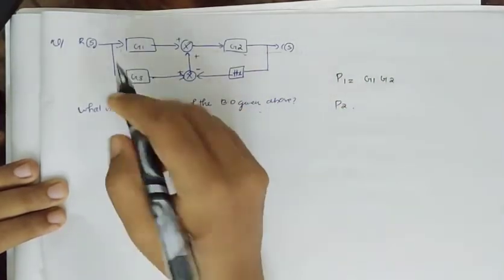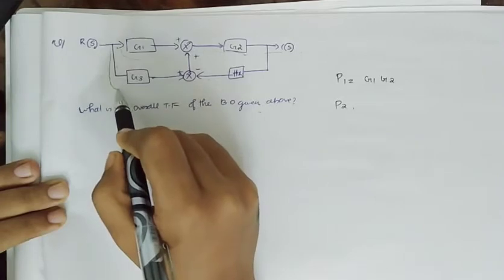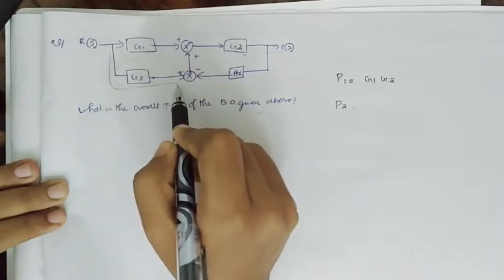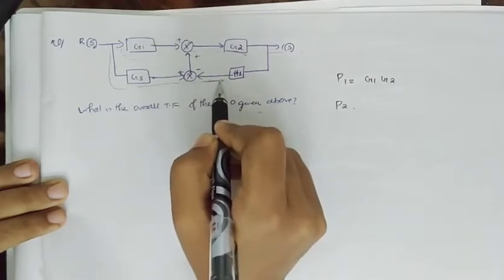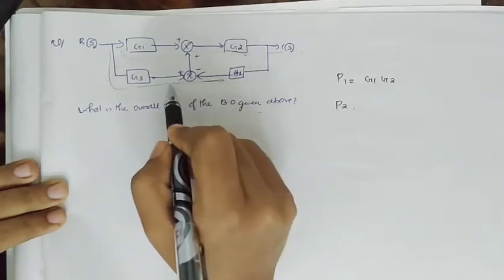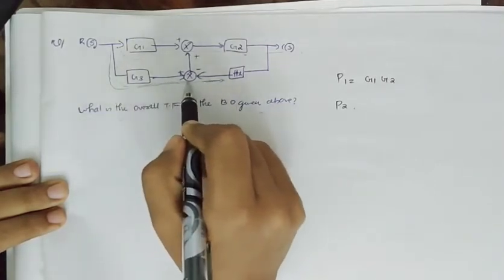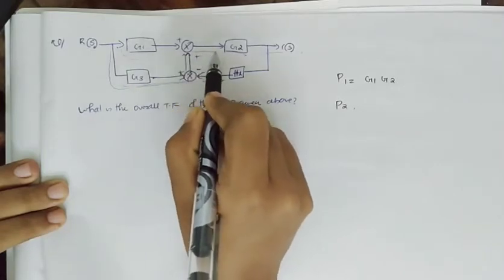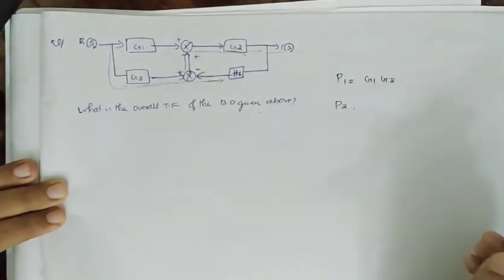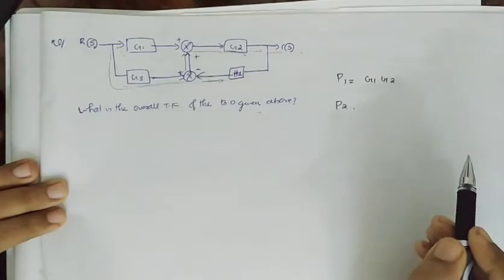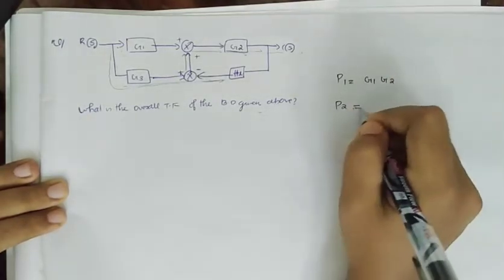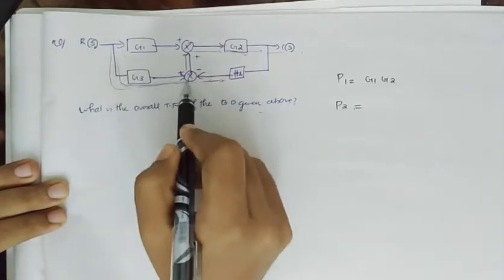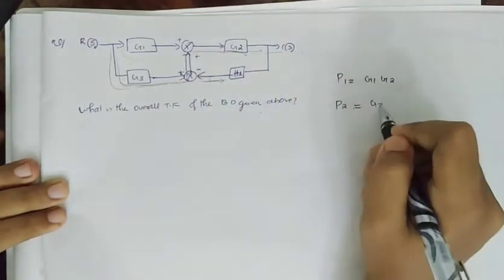And the other forward path: we'll travel from here. Please have a look at the arrow. We can't go like this, because this is in the opposite direction. Travel from here, G3, then come here, and ultimately we will reach C of S. Please take the forward path in the forward direction only. It can't be taken in the backward direction. So P2 is equal to G3 G2.